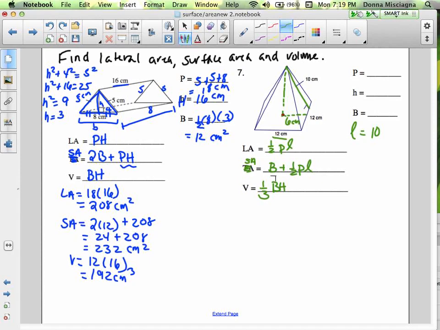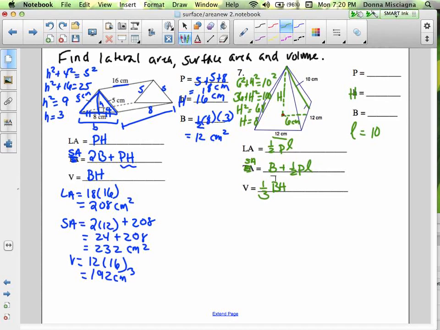So to find our height, we're going to take 6 squared plus our height squared. That's our height, and I really should use big H. Big H is equal to our slant squared, and our slant is 10. So that's 36 plus H squared equals 100. Subtract 36 from both sides, and so H squared is equal to 64, which means the height is 8.